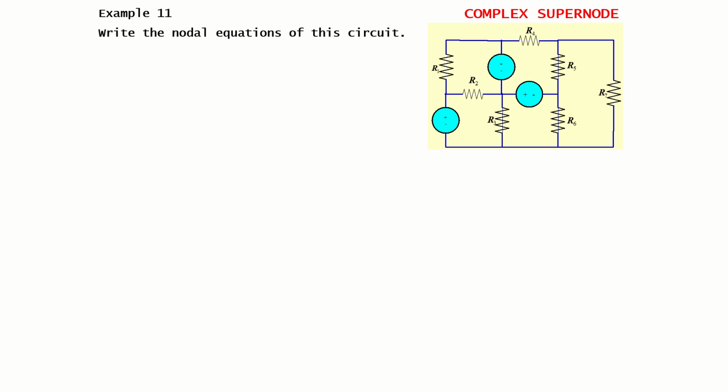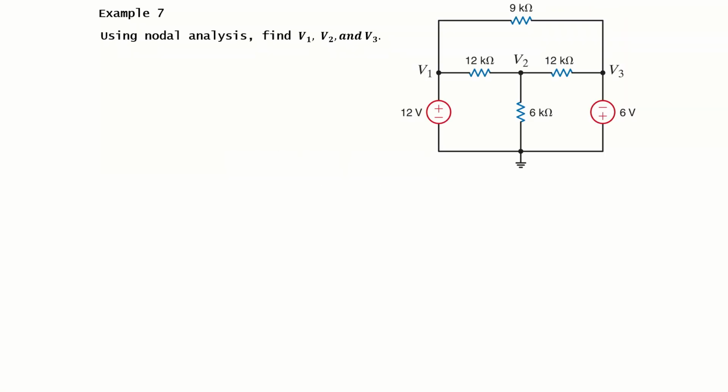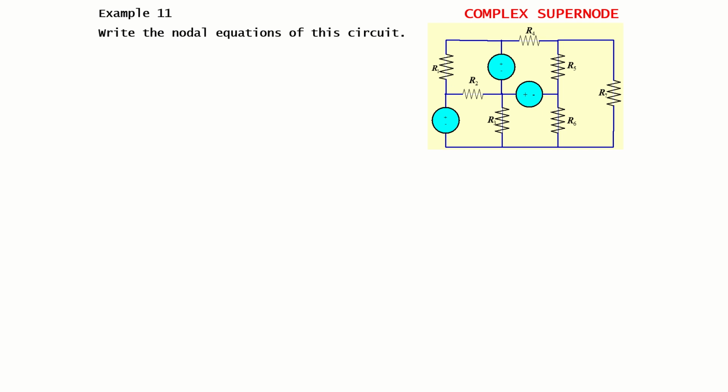So what we can see here, this circuit is quite different from the earlier examples, like this one that we did in the previous video, this one in another video, and this one. This is the first supernode example we did, this was the second, and now we move to this quite complex circuit, which has quite complex supernodes. So let's try to write the equations for these supernodes.